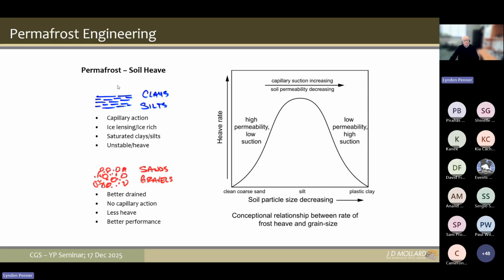Soil heave, which is related to capillary action, ice lensing, and heaving as moisture gets into the pore spaces, and then that moisture freezes, the ground heaves, and it's much more of an issue in clays and silts than in sands and gravels, which are better drained. And so there's a chart here showing how the silt sizes are the most susceptible to frost heave as compared to more permeable granular materials and less permeable clay materials.